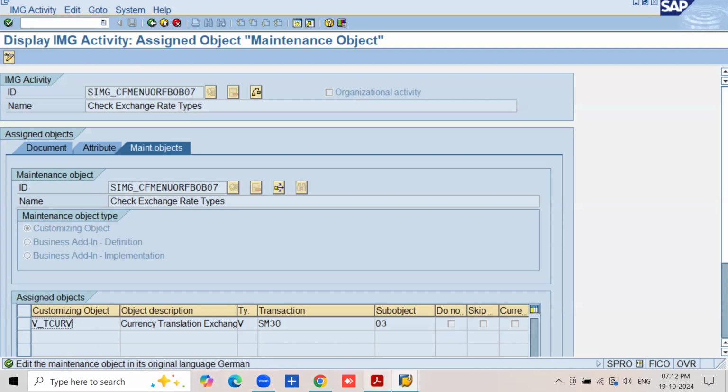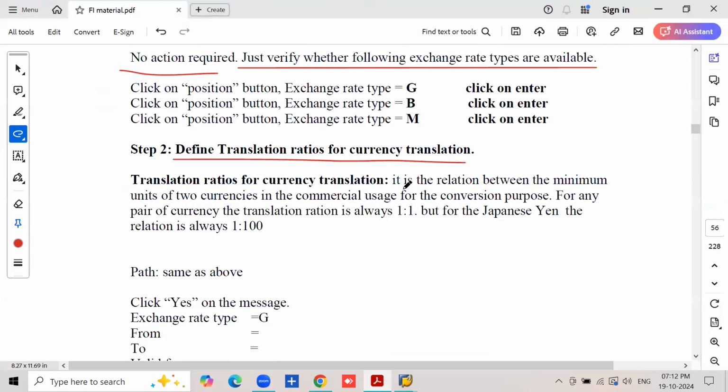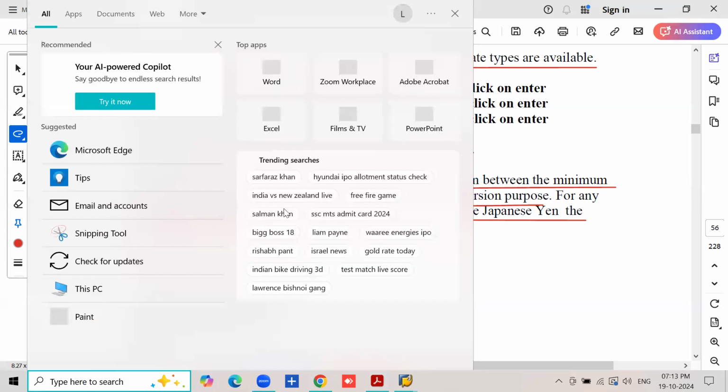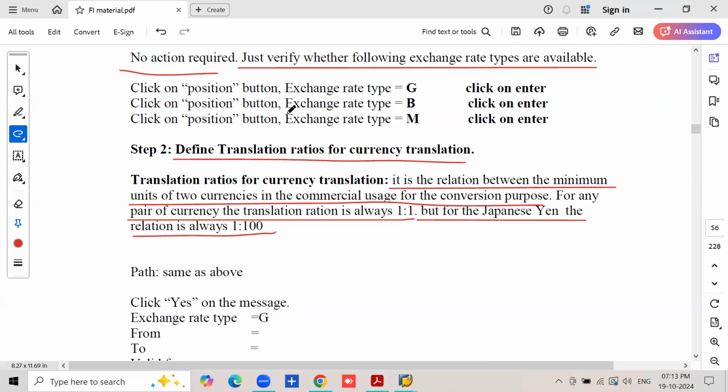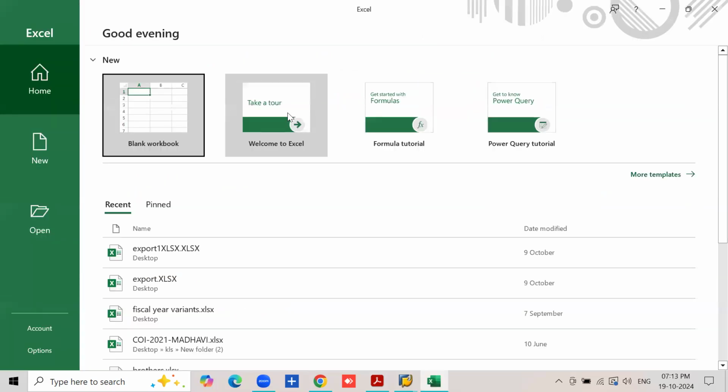Next. Define translation ratios for currency translation. Translation ratio means it is the relation between the minimum units of two currencies in the commercial usage for conversion purposes. For any pair of currency, the translation ratio is always 1:1. But for the Japanese yen, the relation is always 1:100. That means it is the relation between the minimum units of two currencies.